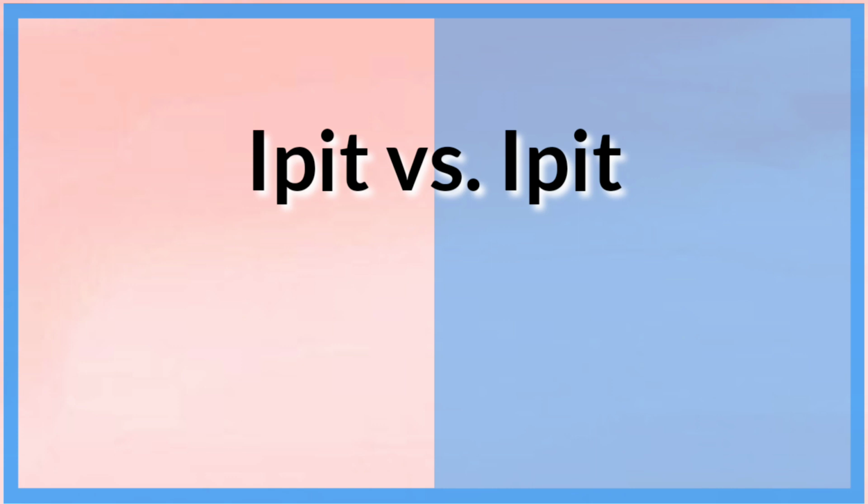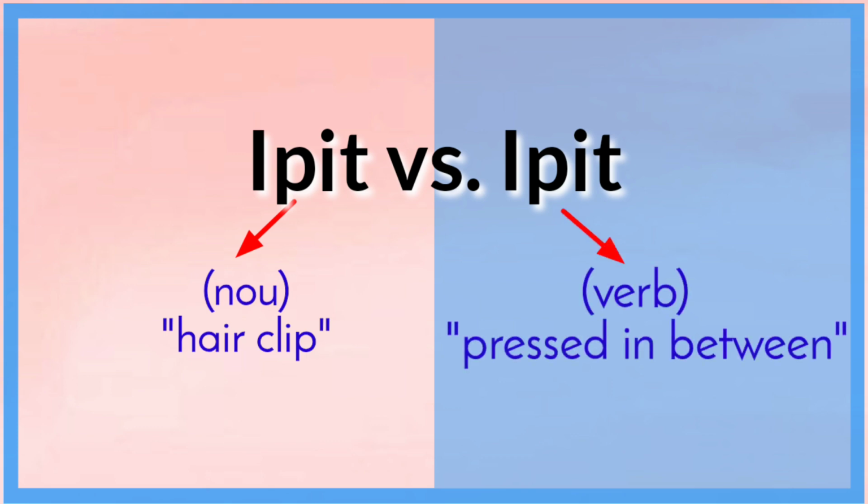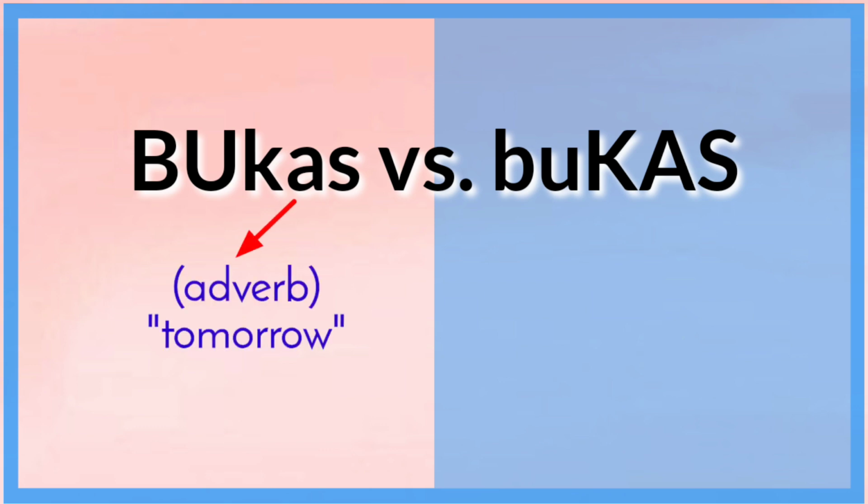Ipit versus ipit. Ipit can be a noun, means hair clip, while the other ipit can be a verb, means pressed in between. Bukas versus bukas. Bukas is an adverb, means tomorrow, while bukas is a verb, means open.